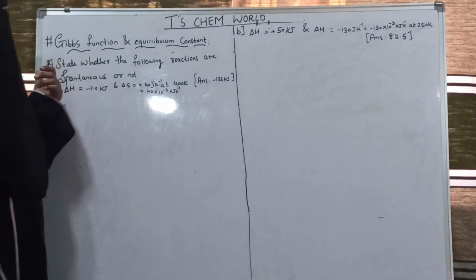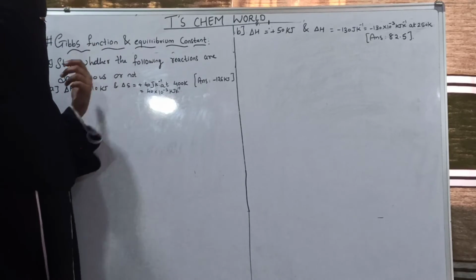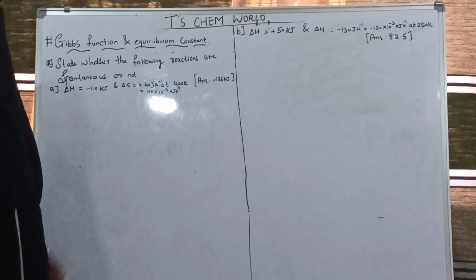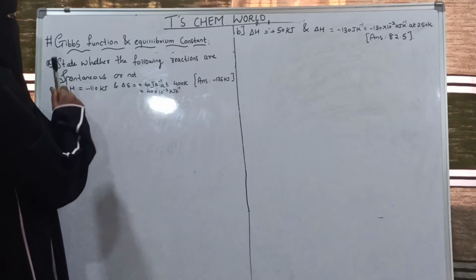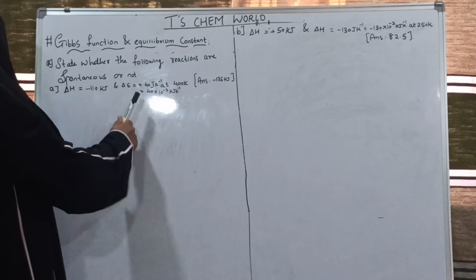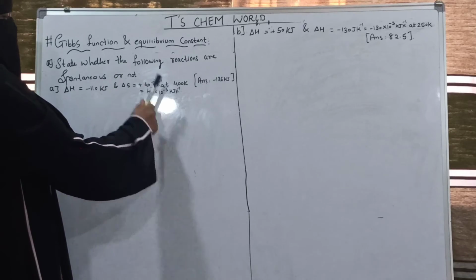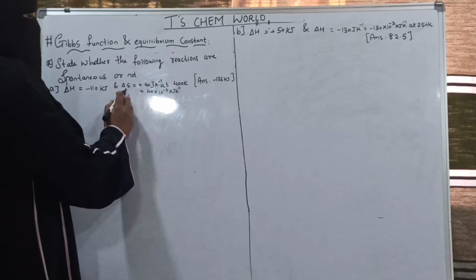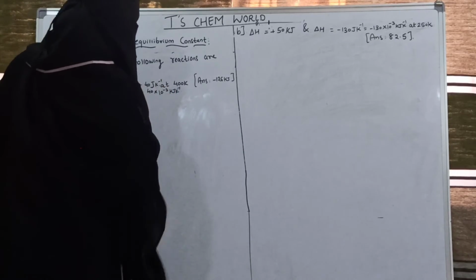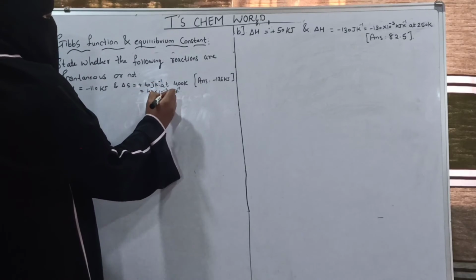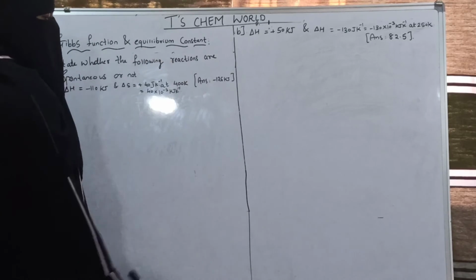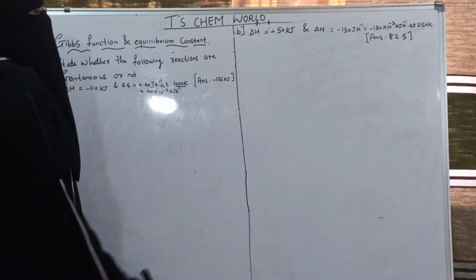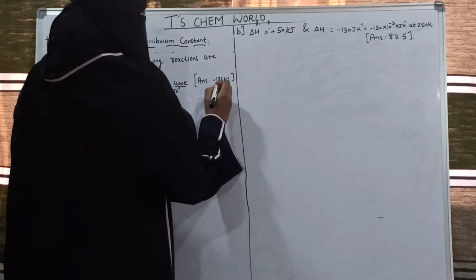Now see, the problem is: state whether the following reactions are spontaneous or not. They have given delta H is minus 110 kilojoule and delta S is equal to 40 joule per Kelvin. Here the value is in kilojoule, therefore we have to convert delta S into kilojoule: 40 into 10 raised to minus 3 kilojoule per Kelvin. At 400 Kelvin temperature.